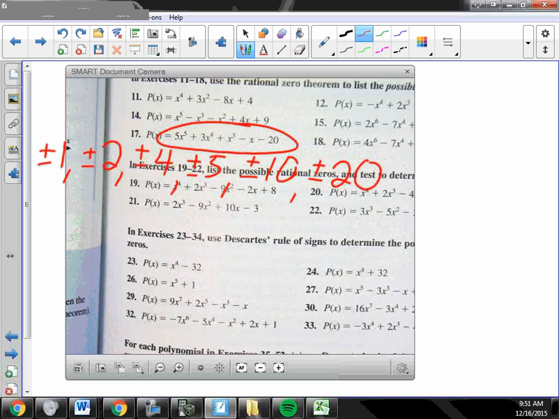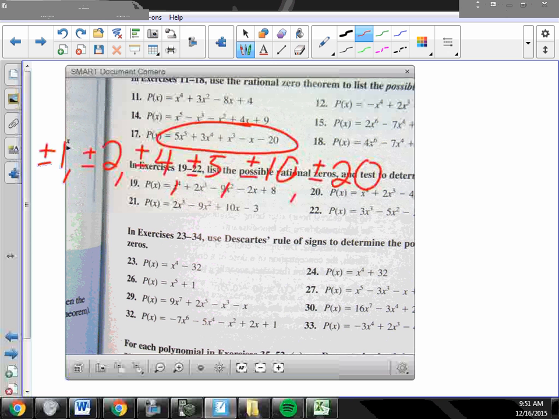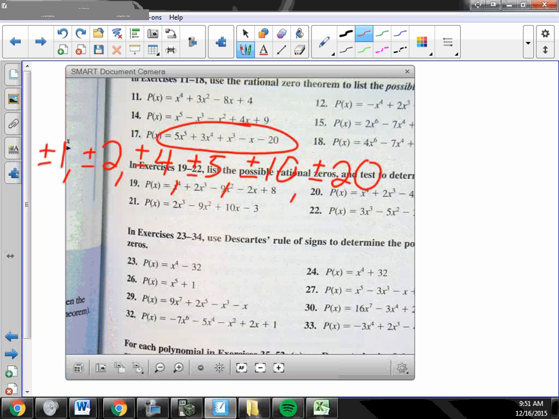Okay, 21 won't work because 21 does not go into 20. But this one has a leading coefficient, right? So it is possible for one of these factors to turn into a fraction root. But what is the only possible denominator for those fractions? The factors of 5. So you could have 1/5, or 2/5, or 4/5. What about 5/5? It's 1. It's already listed.